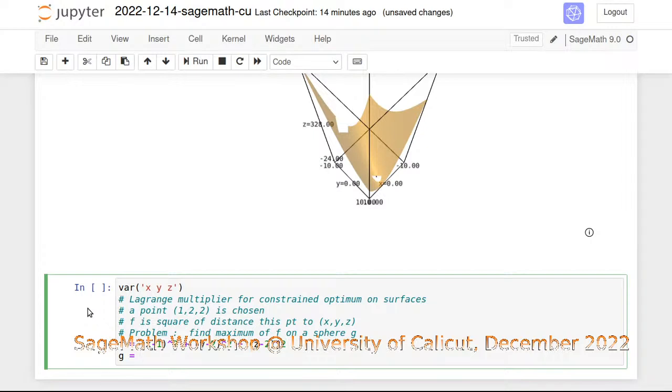G equal to now the sphere x square plus y square plus z square equal to 36. That's a sphere that we are trying to see, but instead of that we will take minus 36. So G is taken to be the surface, F is taken to be the distance function.